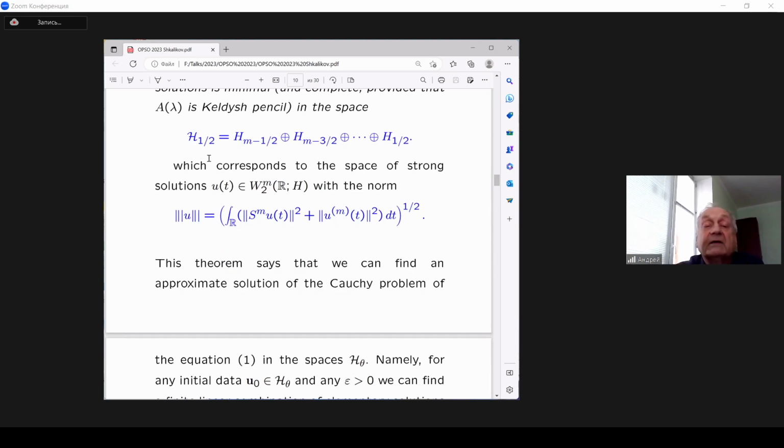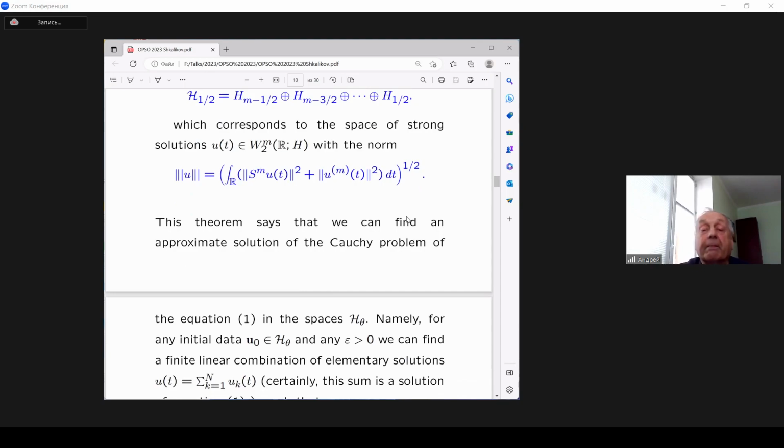And this space with zeta equal to 1/2 corresponds to the space of strong solutions u(t) belonging to this Sobolev space with a norm which is defined in the following way. We apply the unbounded operator to u(t) and take the derivative in the usual space, and then integrate and take, as usual, the square root.